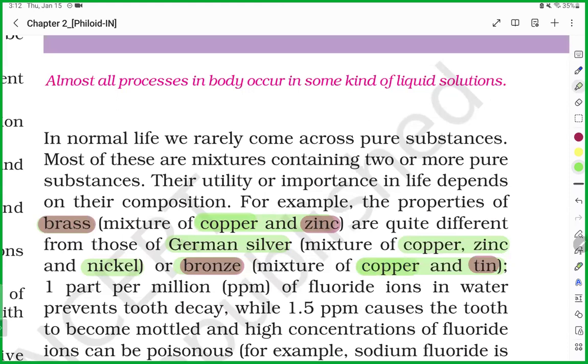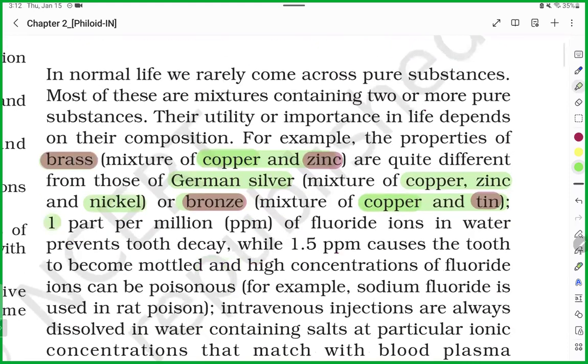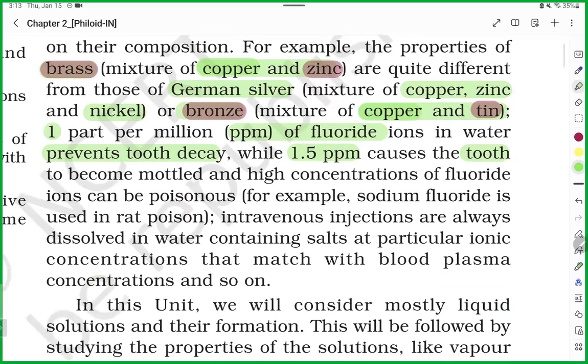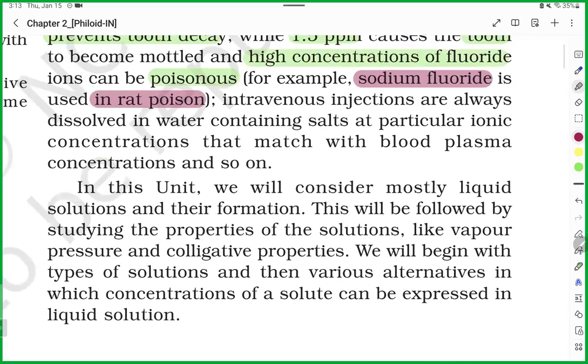it will be bronze. Okay, so these two are important. You have 1 ppm fluoride that prevents tooth decay, but if you make it 1.5 ppm it causes tooth decay more, correct? So concentration is a really important thing, that's what we are going to talk about in this chapter. How much amount you are taking is highly important, correct? Same, very high concentration of fluoride is poisonous because we are using sodium fluoride in rat poison, correct?